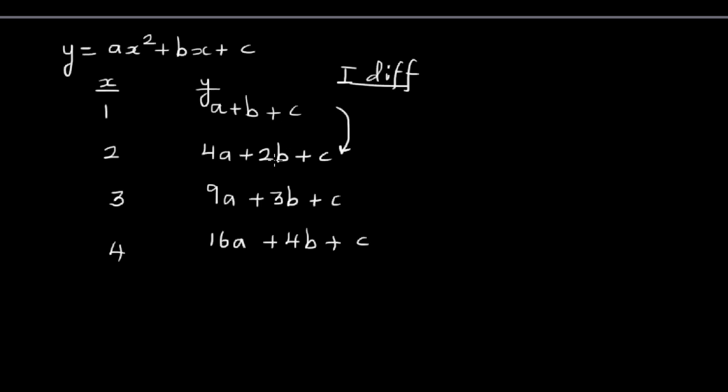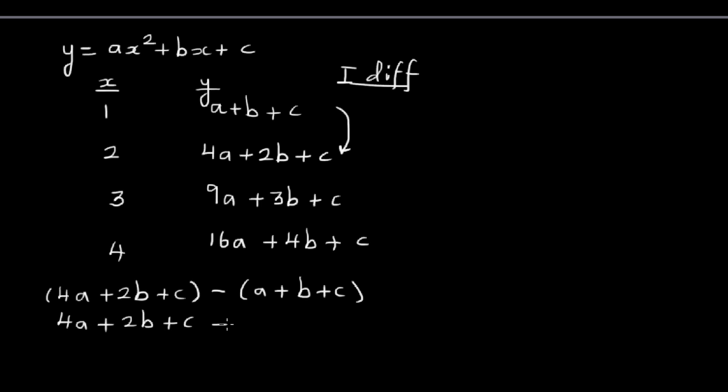So if you take away this from this, let me show you that here. This is 4a plus 2b plus c, take away a plus b plus c. This is the first value of y, and this is the second value of y. So this minus this, if you expand the bracket, this is 4a plus 2b plus c. Opening the bracket, this is going to be minus a minus b minus c. So the plus c and minus c get cancelled.